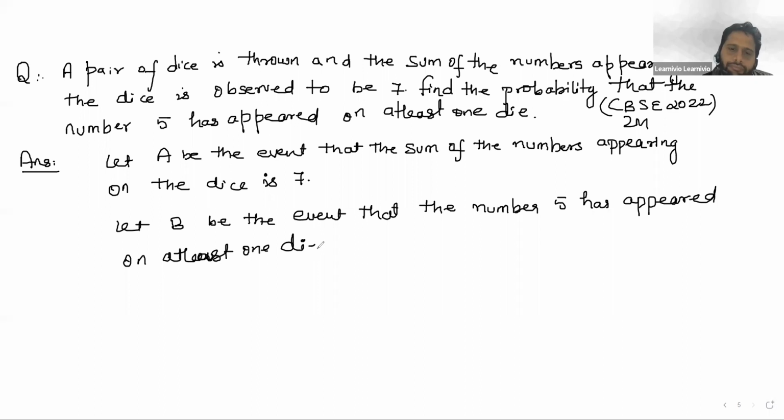Okay, so Nabil, can you tell me what we have to find here? We need to find the probability of B. And what is the condition? Provided A has occurred. They're saying a pair of dice is thrown and the sum of the numbers appearing on the dice is observed to be 7. So this is given. We need to find the probability of B. Now please try this question and share your answer.